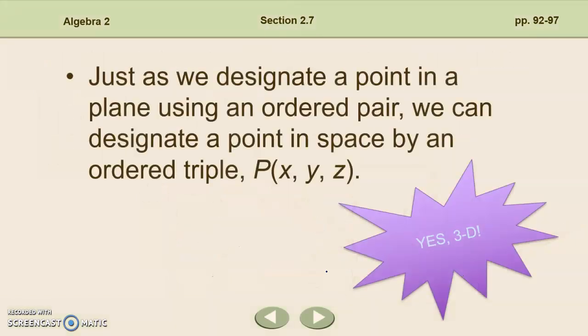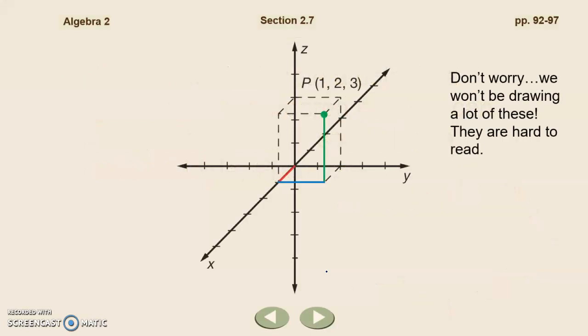Now, just as we can designate a point in a plane using the Cartesian plane, for example, using an ordered pair, we can designate a point in space by an ordered triple. So the Cartesian plane is flat. It's two-dimensional, it's an x, and it's a y. But we can also designate points using x, y, and z in 3D. So this would be helpful when we're trying to describe points in a particular area that has height and depth and width.